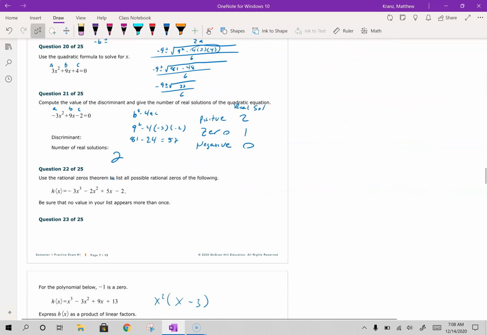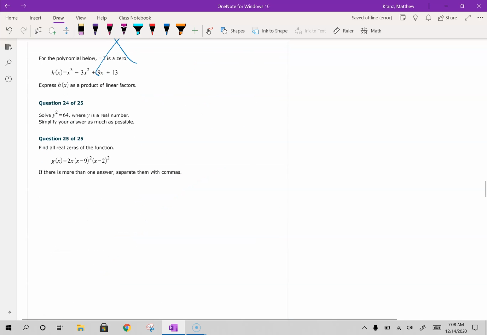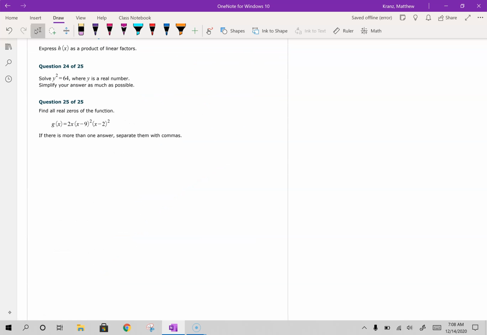We are going to skip 22 and 23. I didn't put them on the final. When I started doing them, I realized that we hadn't done this process. So we're going to go right to 24. Solve y squared equals 64, where y is a real number. Simplify your answer. Well, that one's easy. y squared equals 64. We square root both sides. So y equals plus or minus the square root of 64, which is 8. So y equals plus or minus 8.